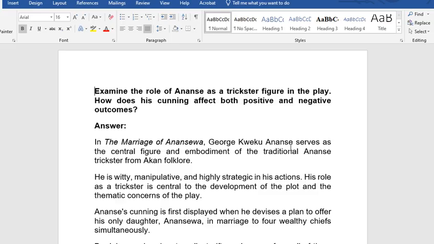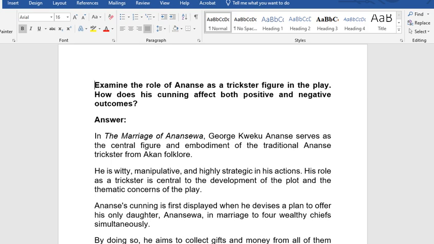In The Marriage of Anansewa, George Kweku Ananse serves as the central figure and embodiment of the traditional Ananse trickster from Akan folklore. As you might have known, Ananse is the father of Anansewa, the protagonist of the play. According to the guidelines of WAEC, you need to identify the character mentioned in the question. Ananse is the only character that is mentioned here. So, he is the father of Anansewa, the protagonist of the play.